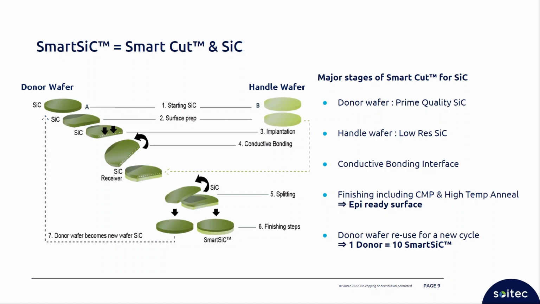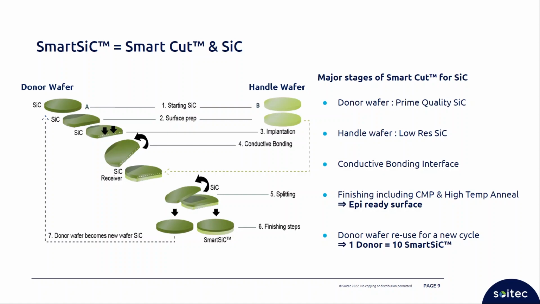One part is the SmartSiC, with only a thin layer of monoSiC. These SmartSiC wafers will continue in the line for a finishing process, which includes grinding, high temperature annealing, and polishing, at the end, to obtain an epi-ready surface.